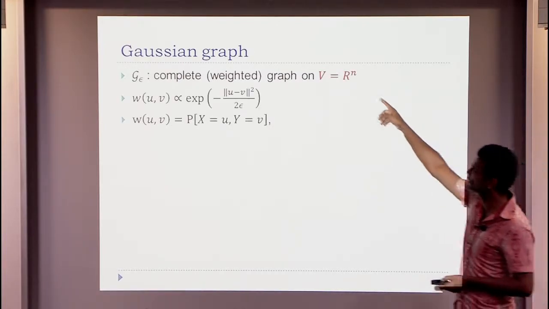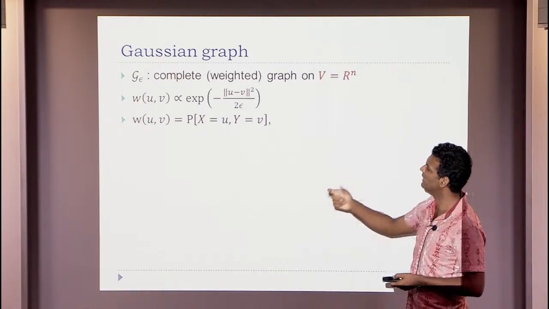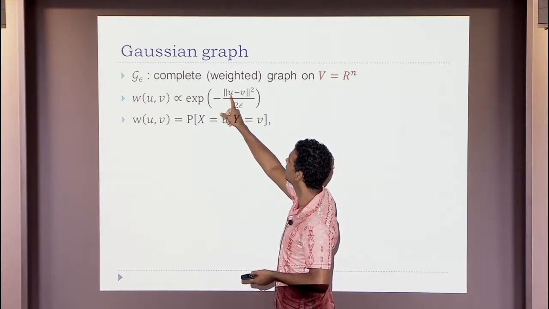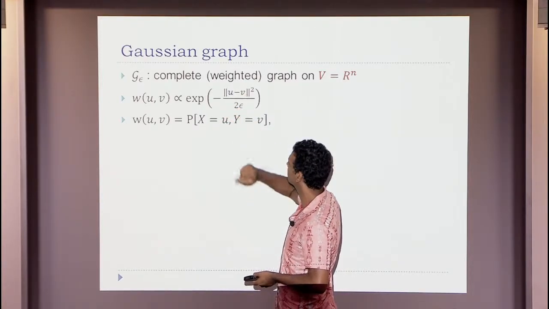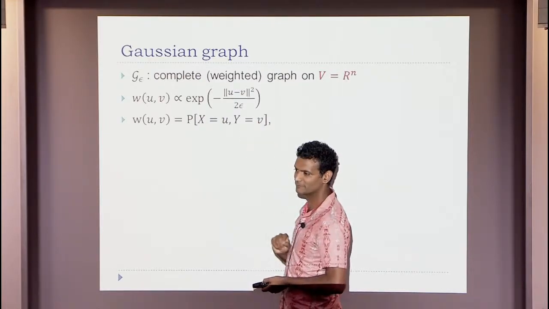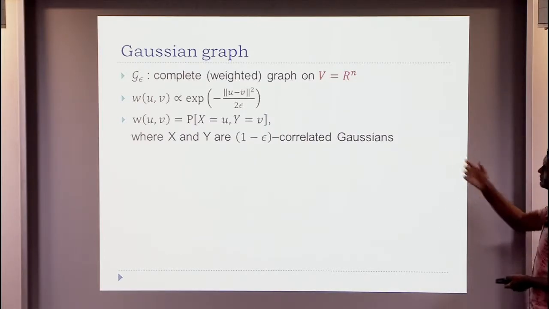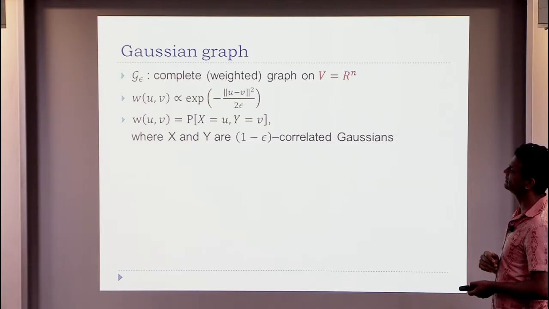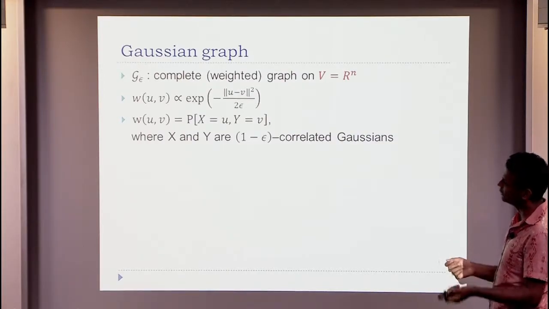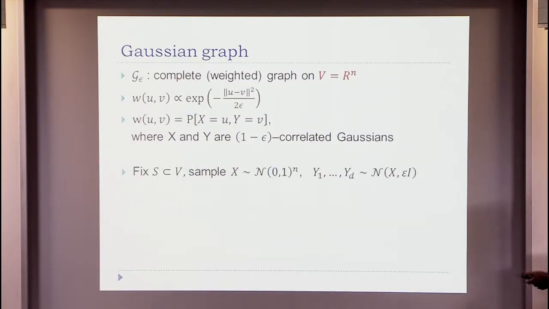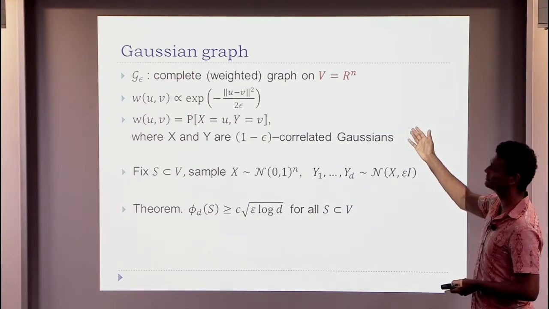The vertex set is all of R^n, and the weight on an edge is proportional to the Gaussian density. If you centered at one of the nodes and looked at how much Gaussian weight you get at the other node, that is with variance epsilon. You can also think of it as the density that you get x is u and y is v for two correlated Gaussians. And then you can ask, what is the analytic expansion of this Gaussian graph?